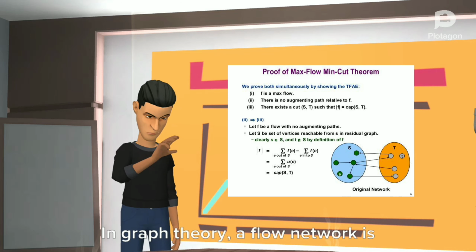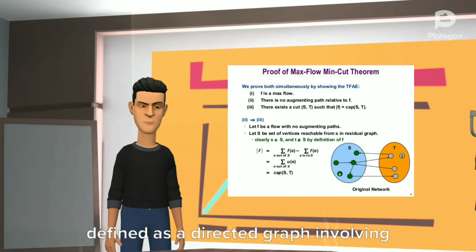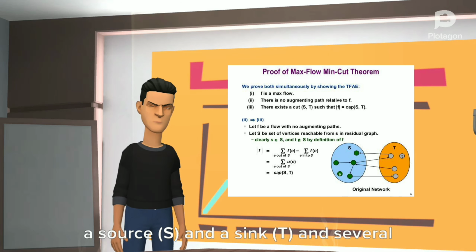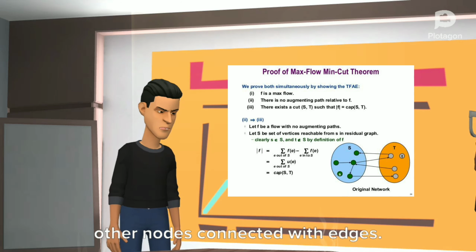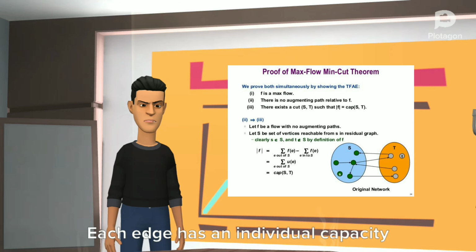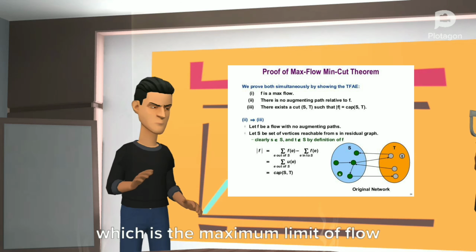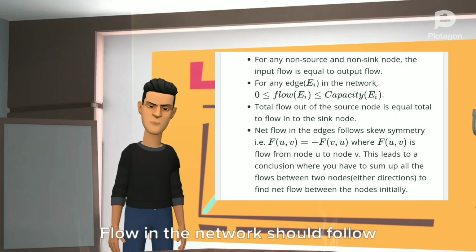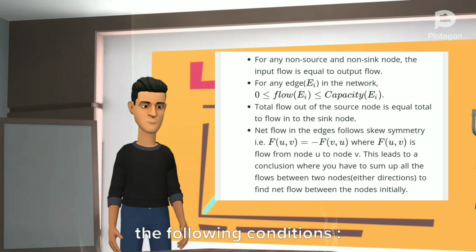In graph theory, a flow network is defined as a directed graph involving a source S, and a sink T, and several other nodes connected with edges. Each edge has an individual capacity which is the maximum limit of flow that edge can allow. Flow in the network should follow the following conditions.